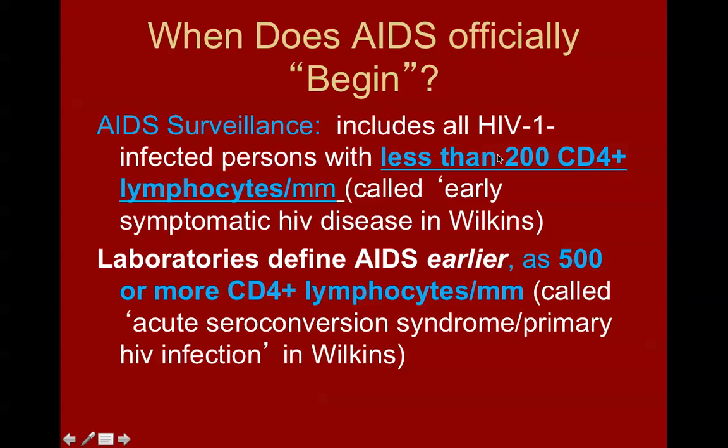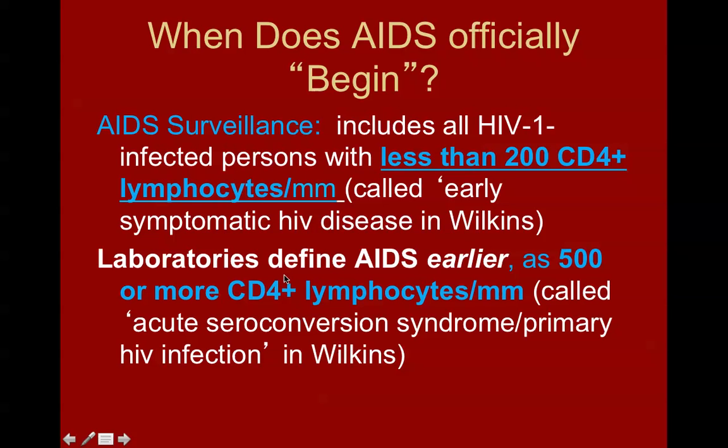I'll give you the bottom line on these magic numbers here in a minute for testing purposes. But less than 200 CD4 plus is considered by AIDS surveillance to be the beginning of AIDS, when someone has gone from being HIV positive to officially being declared AIDS. Everybody that's HIV positive does not have AIDS. They have the AIDS virus, which is HIV, but they do not have AIDS until they are at less than 200 CD4 plus, according to AIDS surveillance.